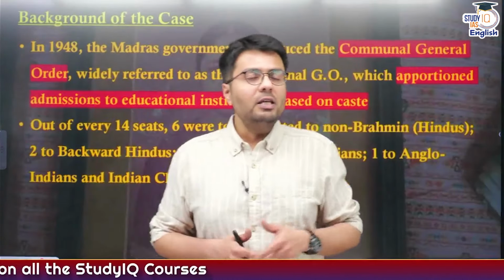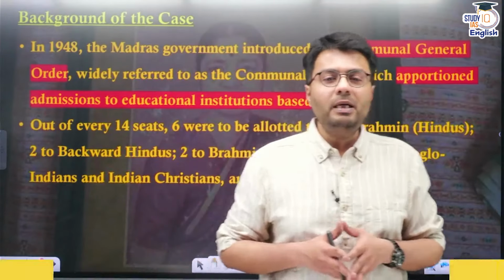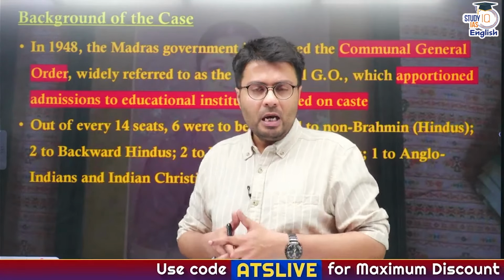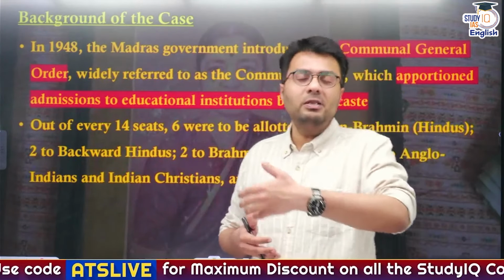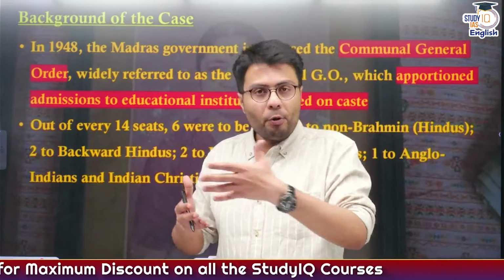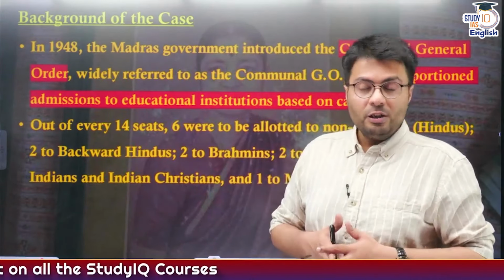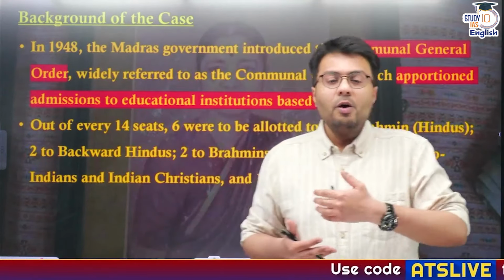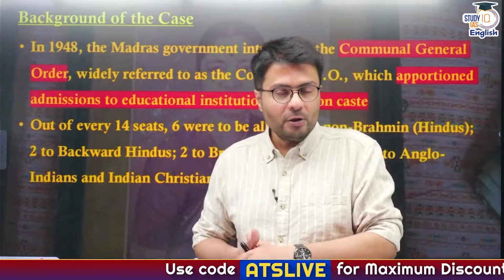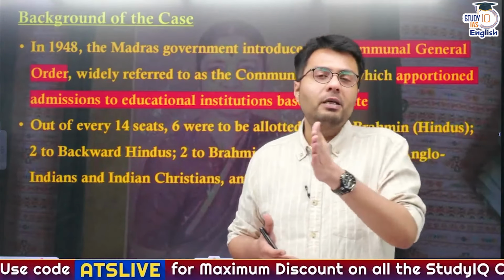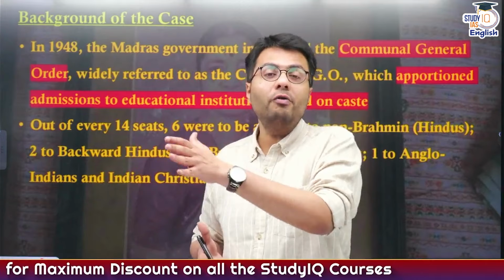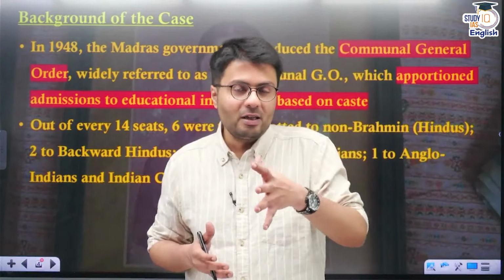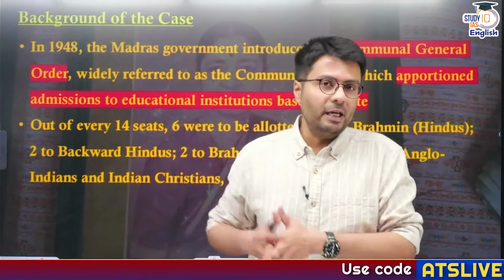Now the background of this case is that in 1948, the Madras government introduced a communal general order, which was commonly referred to as the communal GO. As per this order, admissions into state-run educational institutions were apportioned on the basis of caste. So for example, out of every 14 medical seats in the State of Madras, 6 were to be allocated to non-Brahmin Hindus, whereas 2 seats each were given to backward class Hindus, Brahmins, as well as members of scheduled castes. Whereas 1 seat each was provided to Anglo-Indians or Indian Christians, and Muslims respectively.